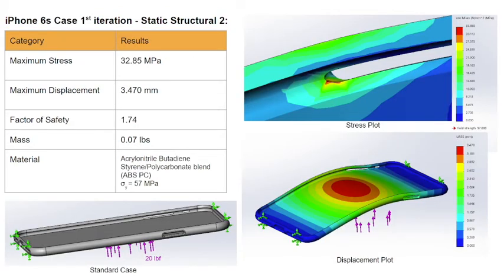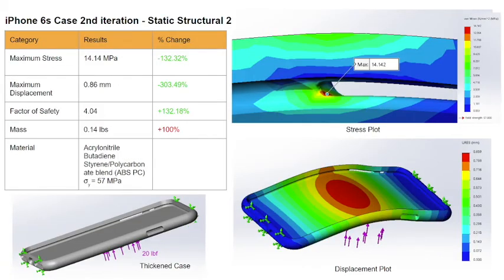For the second static structural analysis on the first iteration of the phone case, fixed boundary conditions are placed on either end and a 20-pound force is applied on the middle of the case. The maximum stress of 32.85 megapascals occurs around the volume button holes and the maximum displacement is 3.47 millimeters. The factor of safety is 1.74.